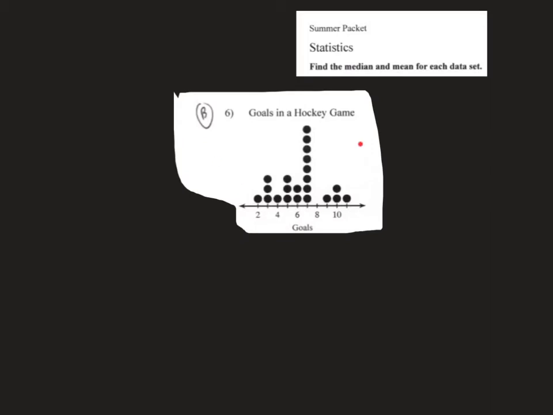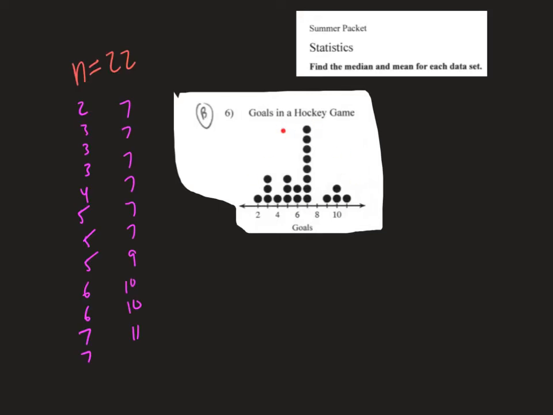Our last thing we have here is this dot plot. When we look at the values across the bottom, these are going up by 1, so that's 2, 3, 4, 5, 6, and so on. As I look at the value of 6, there are 2 dots there, which means the value of 6 happens twice. So there's 1, 2, 3 3s, 1 4, 3 5s, 2 6s, and so on. Let's list that out. I counted the dots and there were 22 of them, so n equals 22.